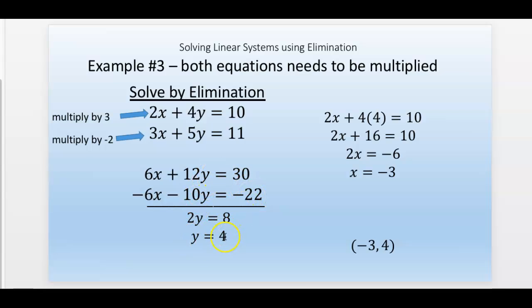Then I plug that back into the original equation, this top equation, 2x plus 4y equals 10. I just rewrote it right there, because now we know y is 4. Then I solve for x. Remember to write it x, y in that order, okay?